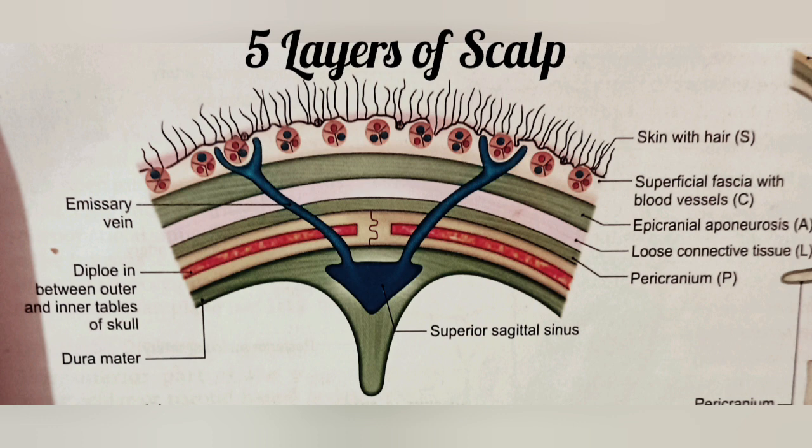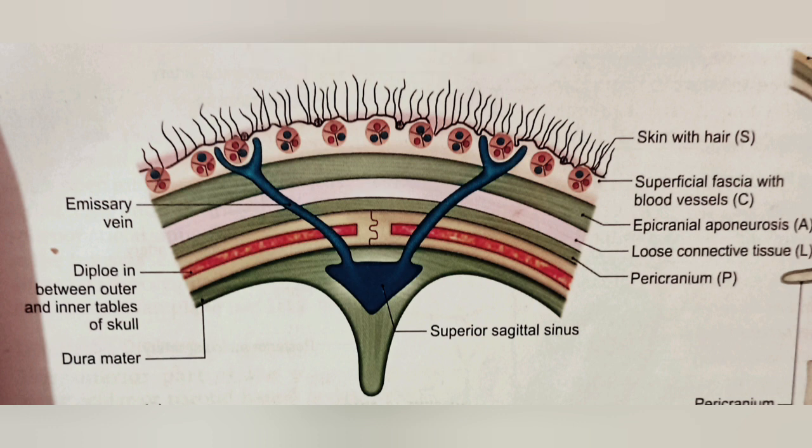We will discuss each layer one by one. The first layer which we will discuss is the skin. We will discuss the features of the skin. The skin is thick and hairy and it is adherent to the epicranial aponeurosis through the dense superficial fascia.